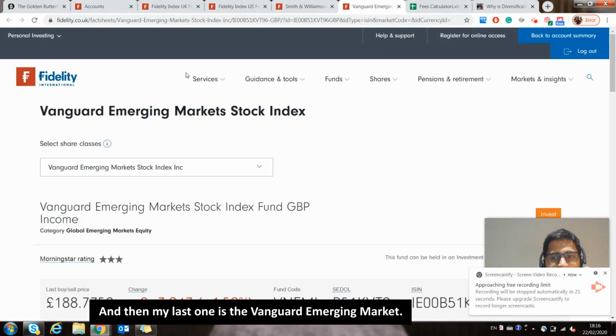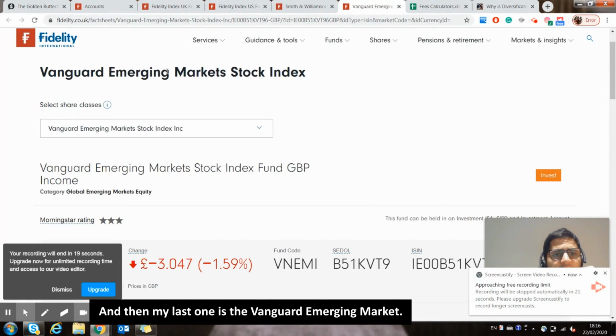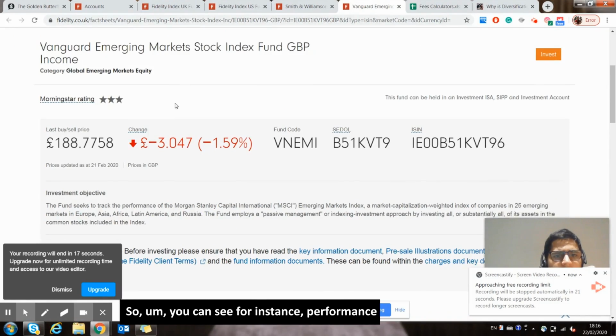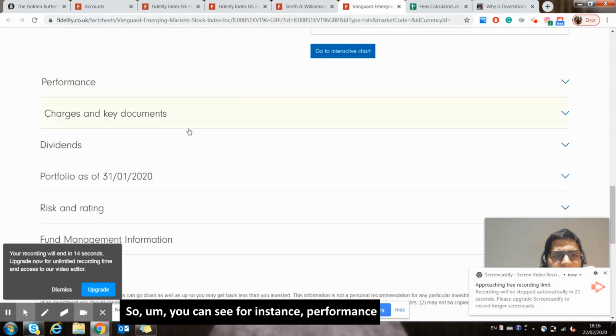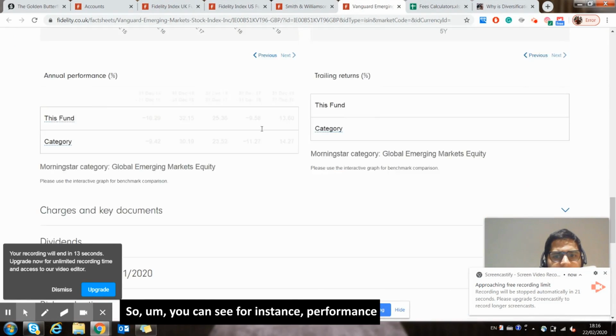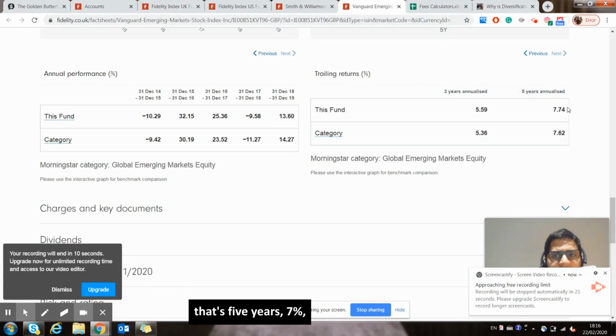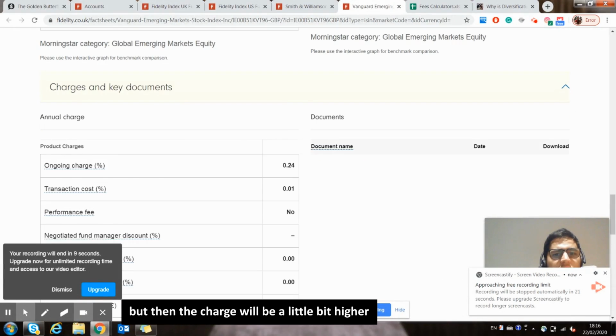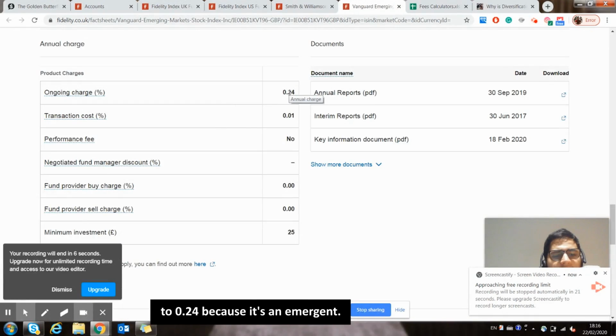And then my last one is the Vanguard emerging market. You can see, for instance, performance over the last 5 years is 7%, but then the charge will be a little bit higher at 0.24% because it's an emerging market fund.